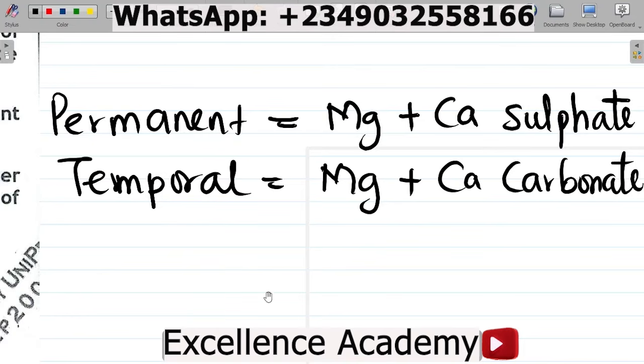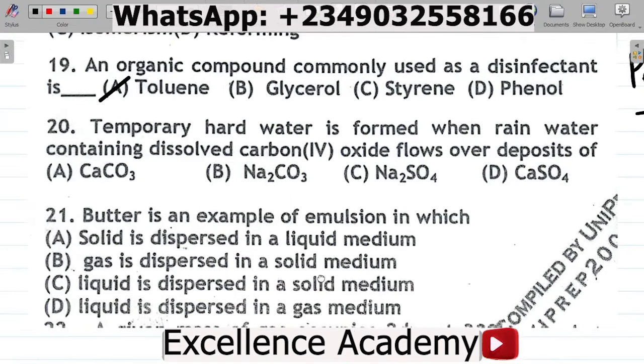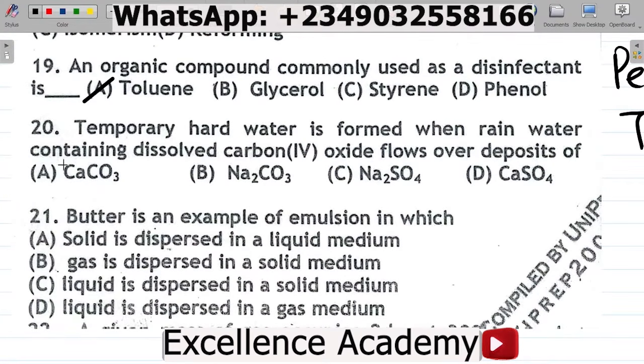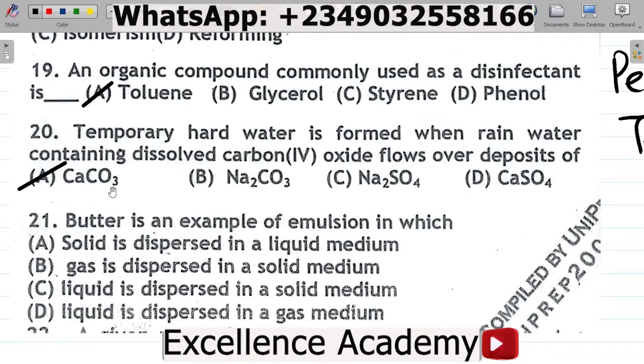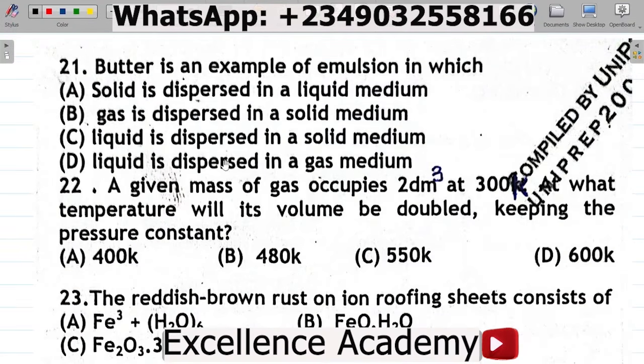So for this question there, the correct answer is A, right? So you have your answer as A. That's calcium trioxocarbonate 4. So that's A. Let's look at question 21.